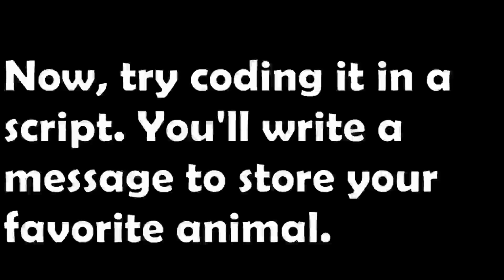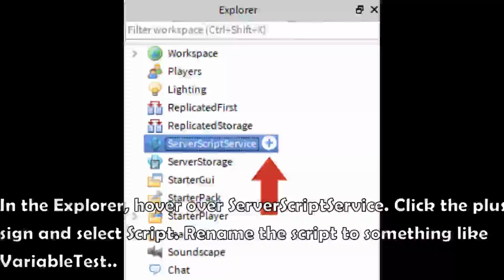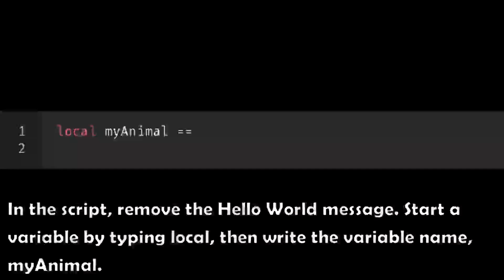You'll write a message to store your favorite animal. In the Explorer, hover over ServerScriptService. Click the plus sign and select Script. Rename the script to something like VariableTest. In the script, remove the Hello world message. Start a variable by typing local, then write the variable name, myAnimal.